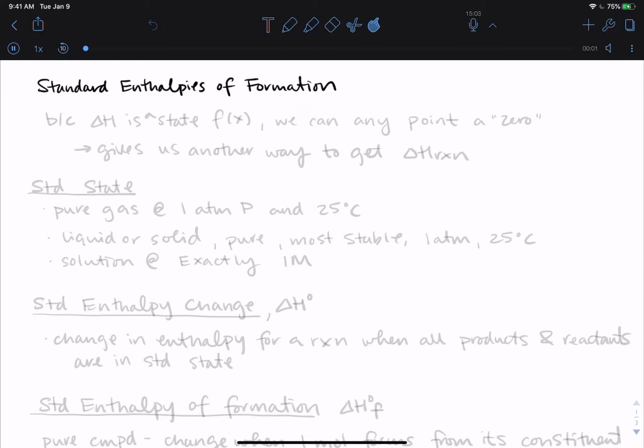So one other type of delta H value that we will see is something called the standard enthalpy of formation. And where these come from, it's because delta H is a state function. Which, if you remember, means it doesn't matter which way we go, just where we started and where we ended. A state function. We can set any point as our 0 point.